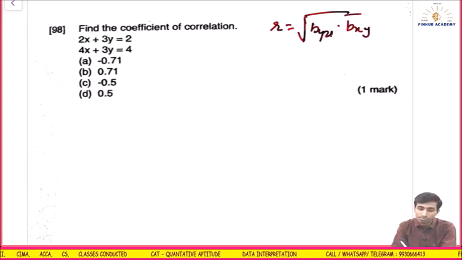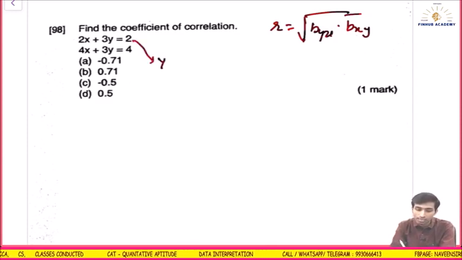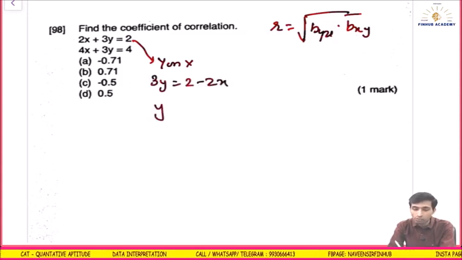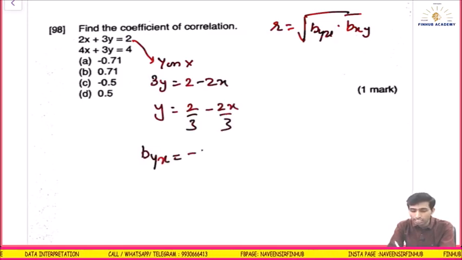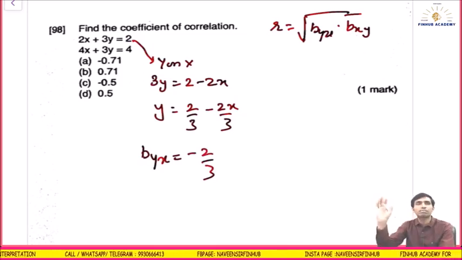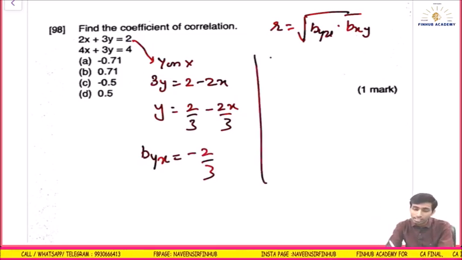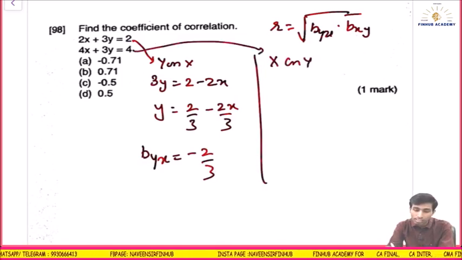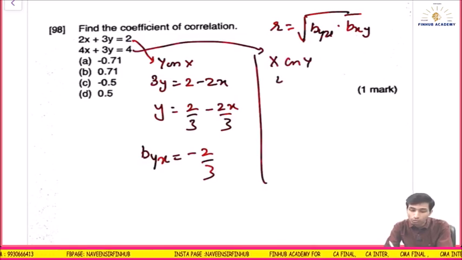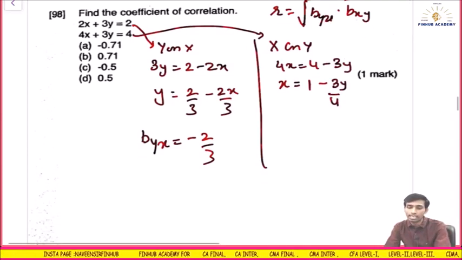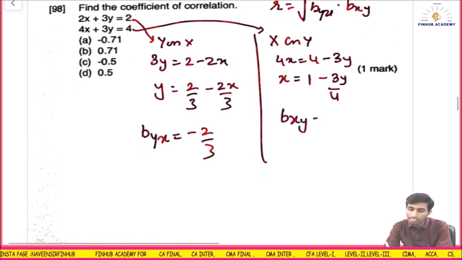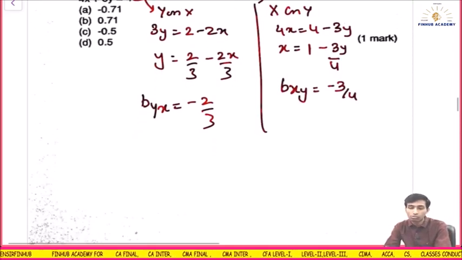So let's say this is y on x. So 3y equals 2 minus 2x. y equals 2 upon 3 minus 2x by 3. So my b y on x equals minus 2 by 3. What I did was take everything except y to the other side. Next, x on y, this equation. So I have to keep x on one side. So 4x equals 4 minus 3y. So x equals 4 upon 4, which is 1, minus 3 by 4 y. So b x on y equals minus 3 by 4. Understood?